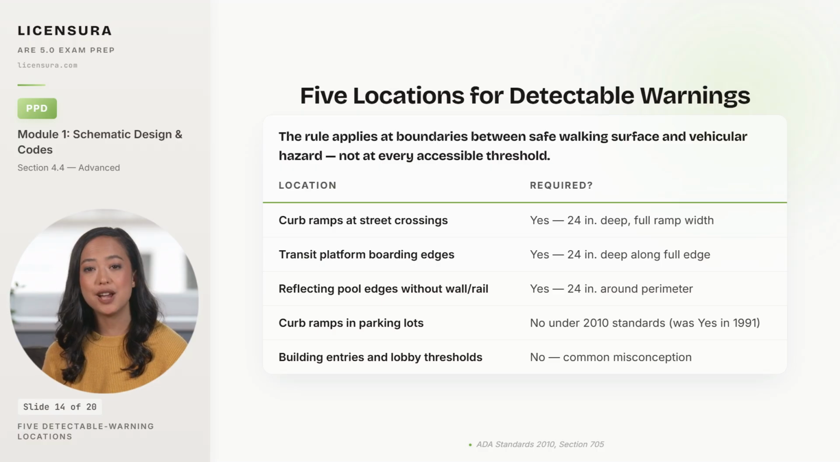Not required at curb ramps inside parking lots. The 1991 ADAAG required them, but the 2010 standards removed that obligation. Not required at building entries or lobby thresholds, despite this being the most common misconception in detail set red lines. Spec detectable warnings at building entries, and you have added cost and confusion. Skip them at a street crossing, and you have set the project up for an ADA complaint and the resulting lawsuit. Protruding objects carry 4 limit rules that follow the cane sweep geometry.